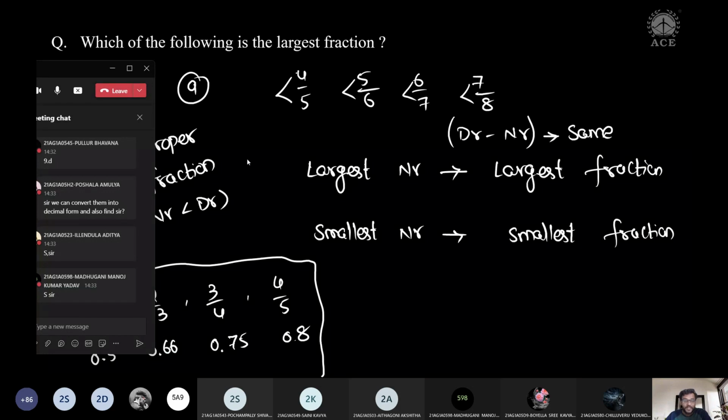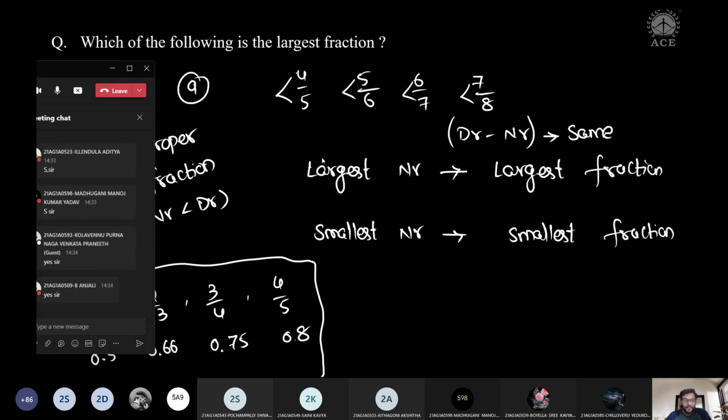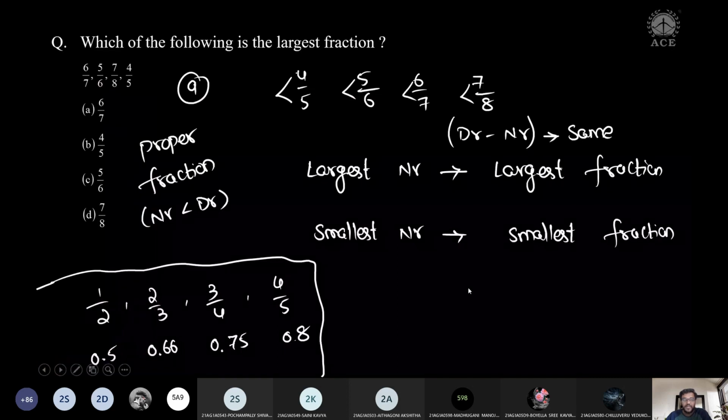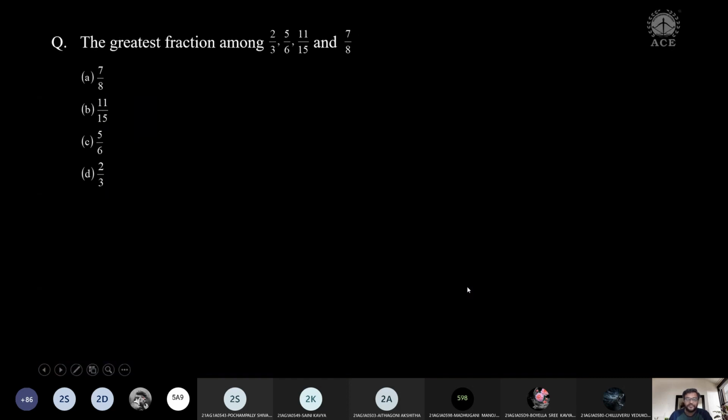Largest, this is for proper fraction. For improper fraction, this is reverse. Improper fraction means when numerator is more than denominator. For proper fractions, when there is a common difference between denominator and numerator, then yes, largest numerator decides largest fraction, smallest numerator decides smallest fraction. Let's go to the next one, my dear friends.